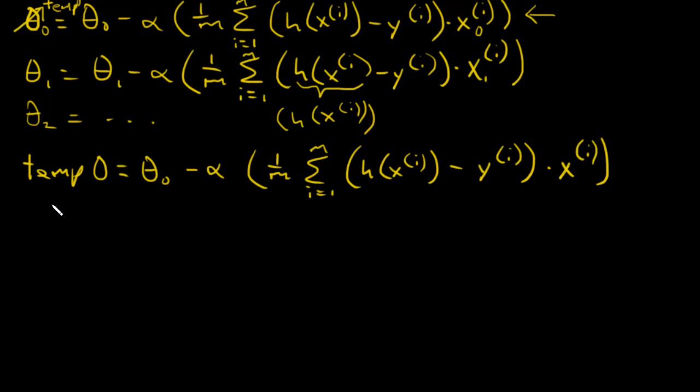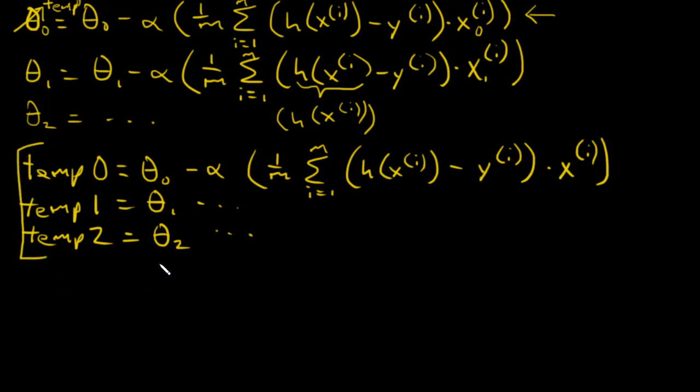and I assign that value into temp 0. And then I do the same with another temp variable. Temp 1 gets theta 1, temp 2 gets theta 2. Once I get all of the values, the new theta values assigned to all these temp variables, then I update as a block. I take all of these and update my new thetas with these values.